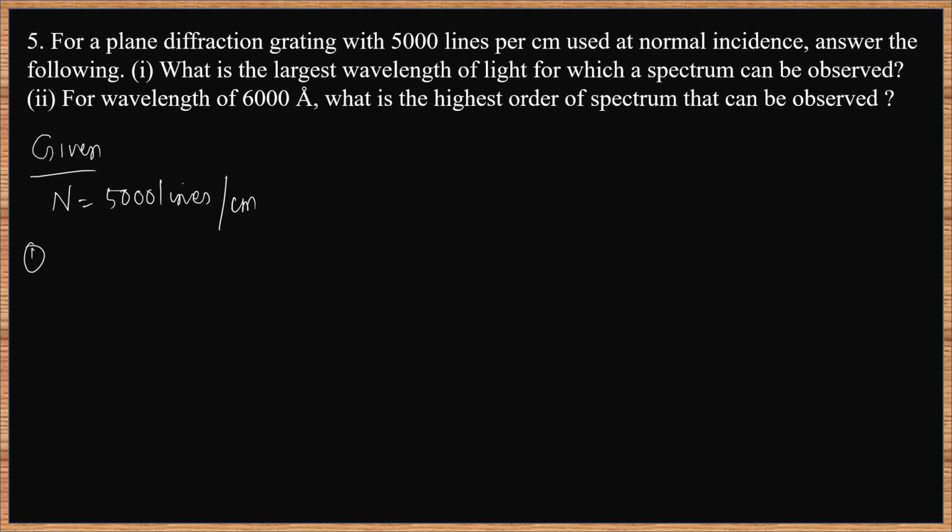So what we have in our hand is the grating equation: N sin theta is equal to n lambda. What is the largest wavelength? Lambda will be maximum. So we need to find the condition when lambda will be maximum. We can write the equation for lambda from here: sin theta by n N.